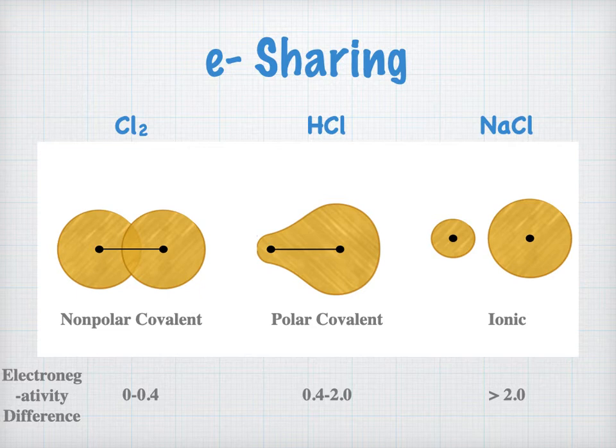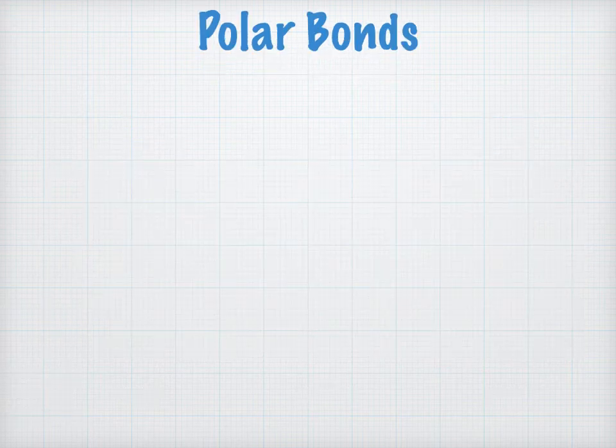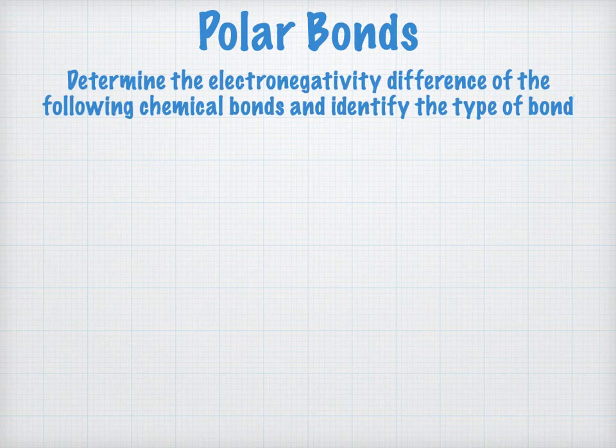You're going to end up with an anion and a cation, and you're going to get an ionic bond. So let's see if you can practice this. What we want to do is determine the electronegativity difference of the following chemical bonds and identify the type of bond. I'm going to put a couple of bonds here.